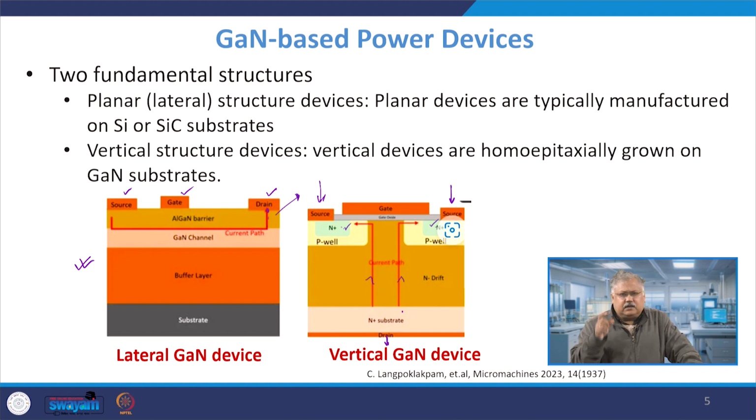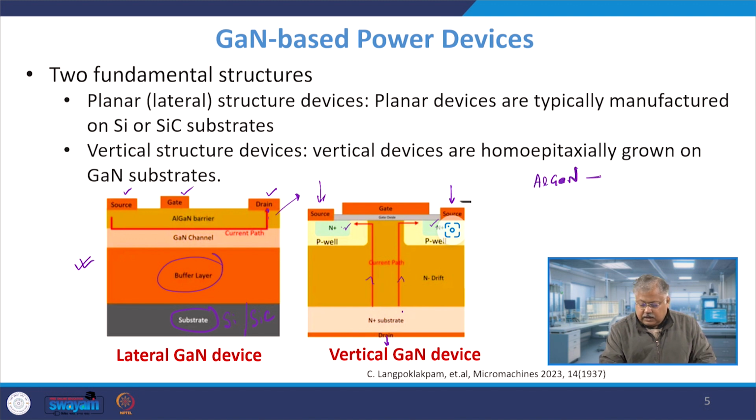Vertical devices are epitaxially grown, known as homoepitaxially grown, on the gallium nitride substrate, right? Whereas the planar devices are manufactured on silicon or silicon carbide substrate. So this substrate is either silicon or silicon carbide. This is the buffer layer, and then you have this gallium nitride, and then you have an AlGaN layer. The current which is flowing through is between the AlGaN layer and the GaN layer. So it is actually flowing between these two layers, the current path, right?